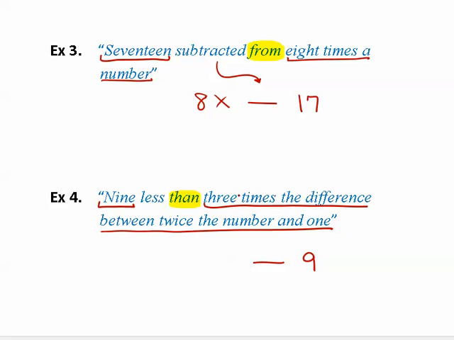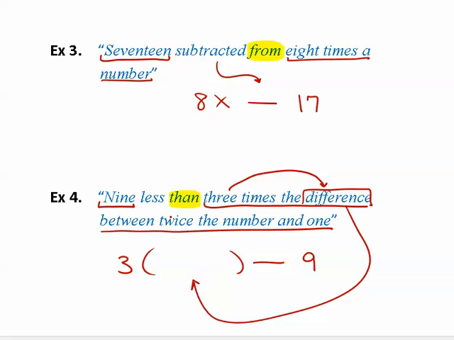Well, we know it's 3 times something, and times means to multiply, so 3 times a difference. Remember, when you take a multiple of a sum or difference, the sum or difference has to be inside parentheses. So the word difference here, this time, again means to subtract. So what are we going to subtract here? The difference between twice the number and 1. Well, twice the number means 2x. Subtract 1. So the verbal expression 9 less than 3 times the difference between twice the number and 1 is written algebraically as 3 times the quantity of 2x minus 1 minus 9.